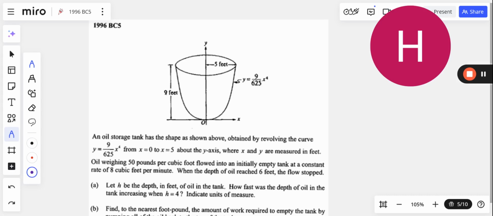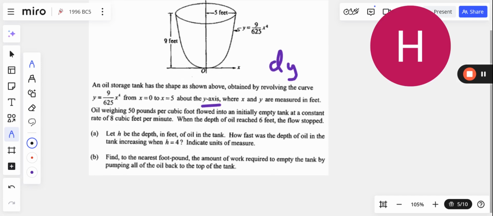That is some useful information. That means we're probably going to be doing some integrals dy. X and y are measured in feet, and it goes from x is 0 to x equals 5. So the widest is at the top of the oil storage tank.